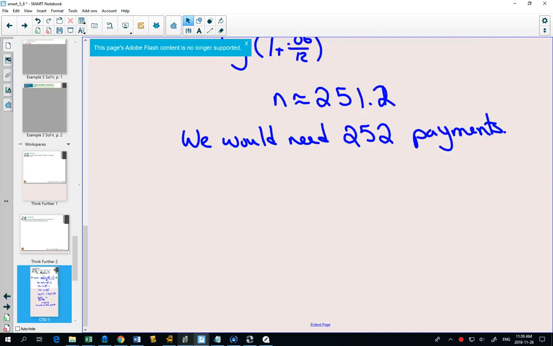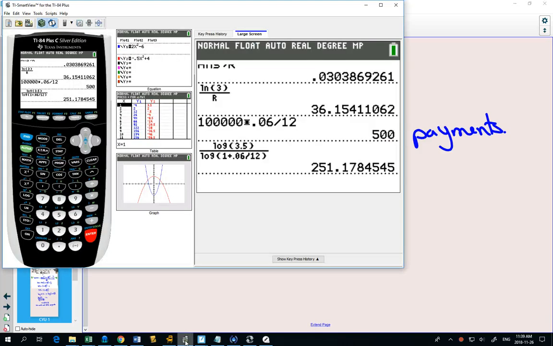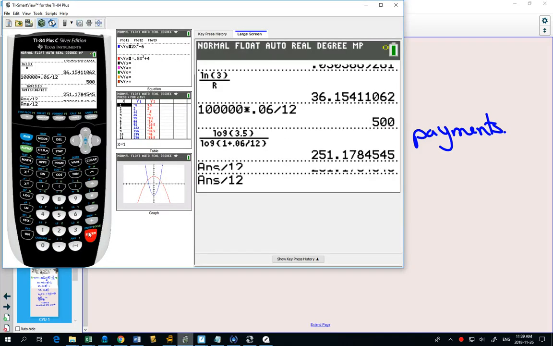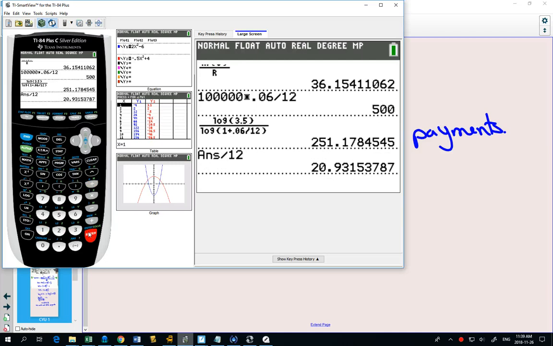If you divide that by 12, because you're making monthly payments, so if I take this answer and divide it by 12, just about 21 years. So if you started now, 21 years, you'll be 36? That's not bad. Okay. At 36, then all of a sudden you go to that account and you have 100 grand in that account.